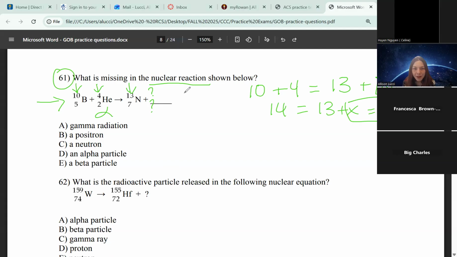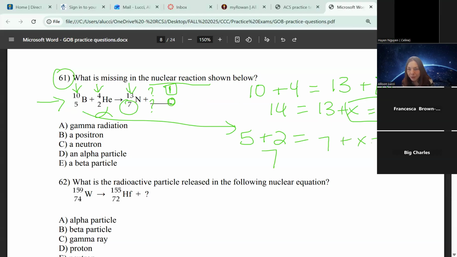Okay, so I know that I have something with a mass of 1, if I filled in my top box here. And then I'm going to do this math on the bottom here to conserve charge. So I have 5 protons with boron. I have 2 protons in my alpha particle. That gives me 7. And then over here, my nitrogen already has 7. So that means that I have an uncharged particle, or 0. X must be equal to 0. So that implies an uncharged particle. So something that has a mass of 1 and a charge of 0 would be a neutron.